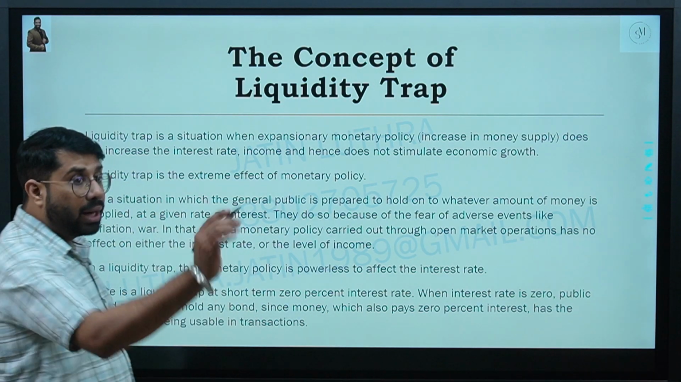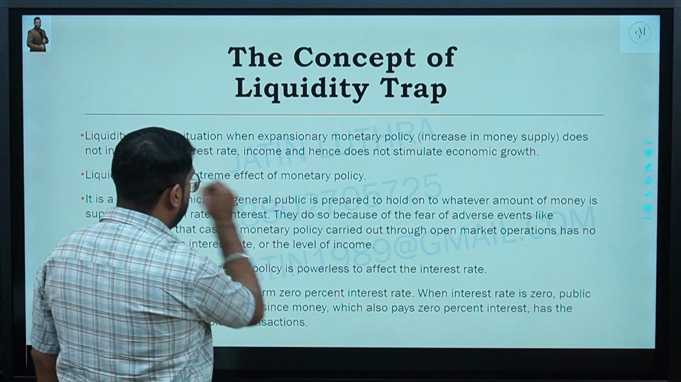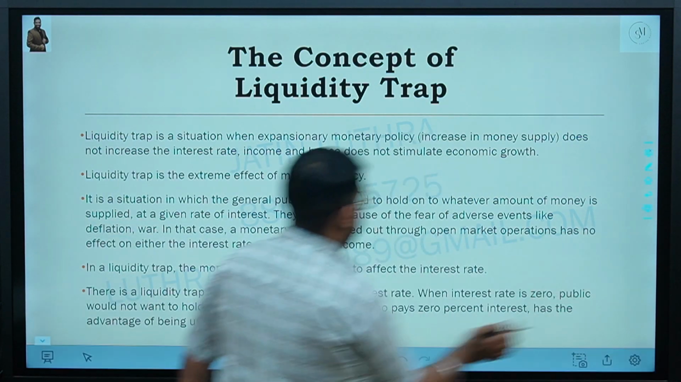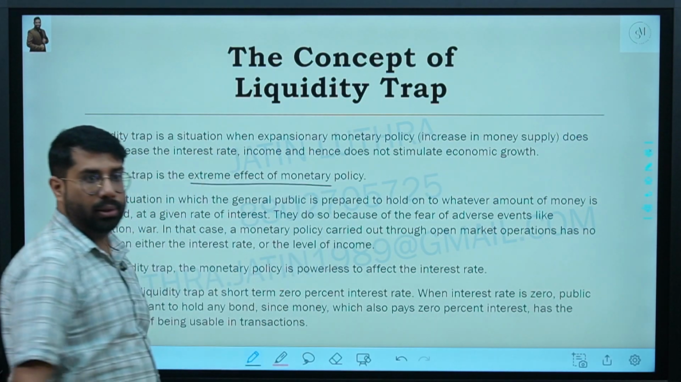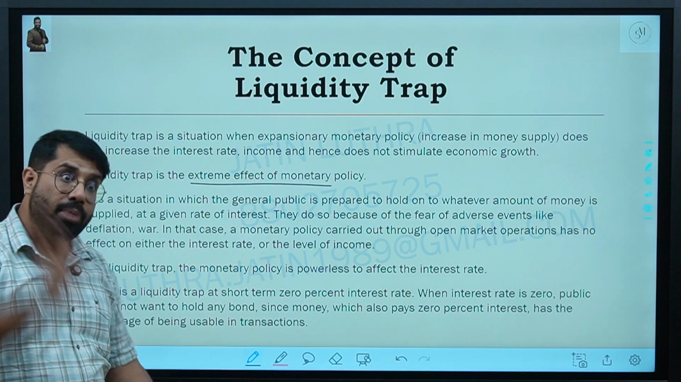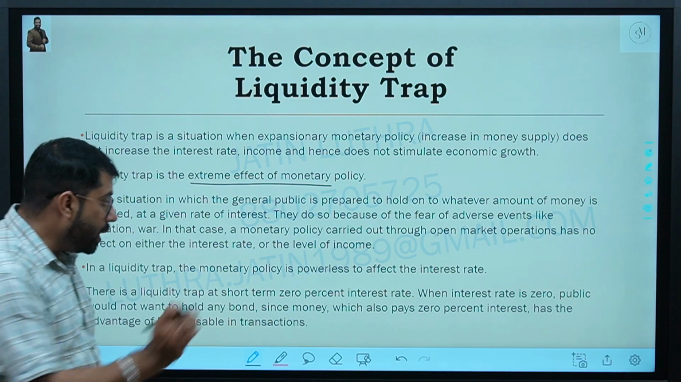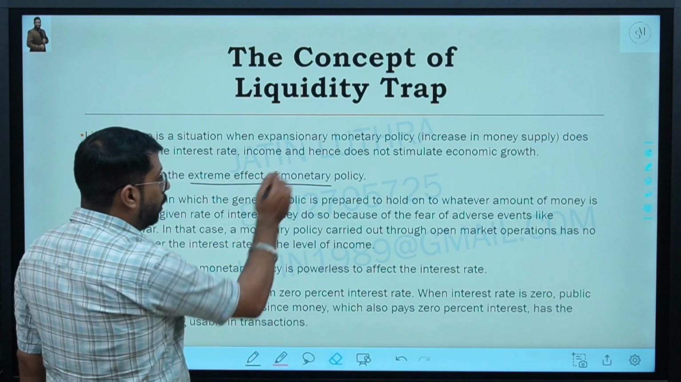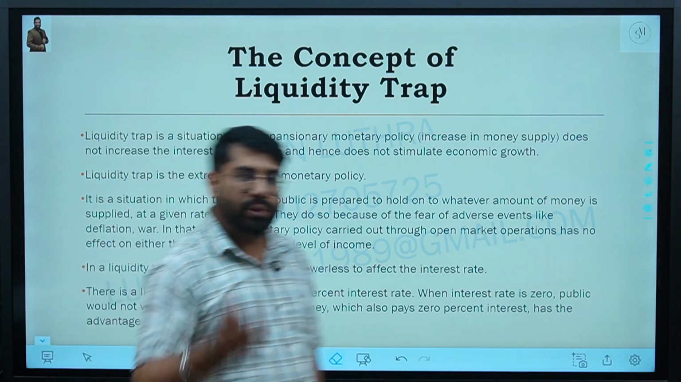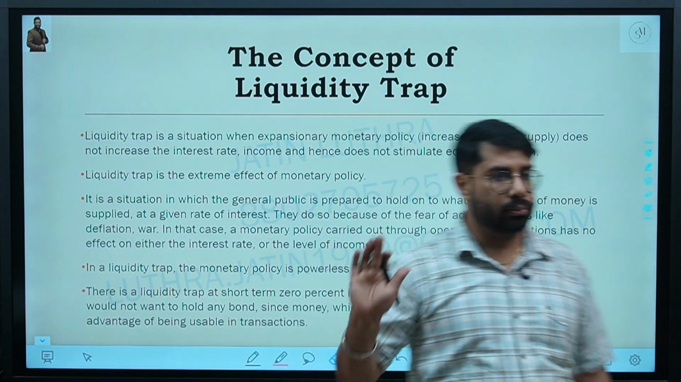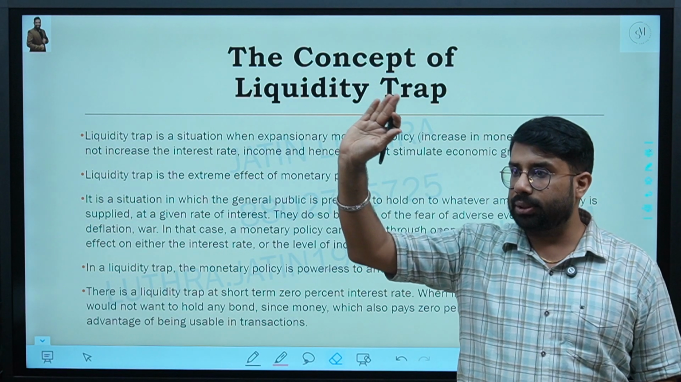That is the reason we are clearly mentioning that it is the extreme effect. It is not the regular effect. When everything will go wrong, when people will go negative, then this will happen. Are you clear with the language, guys?